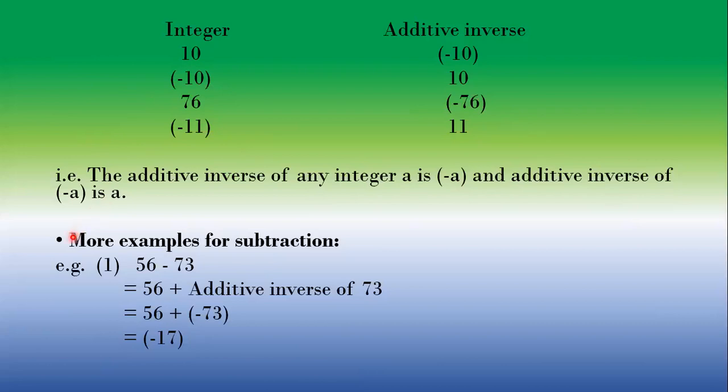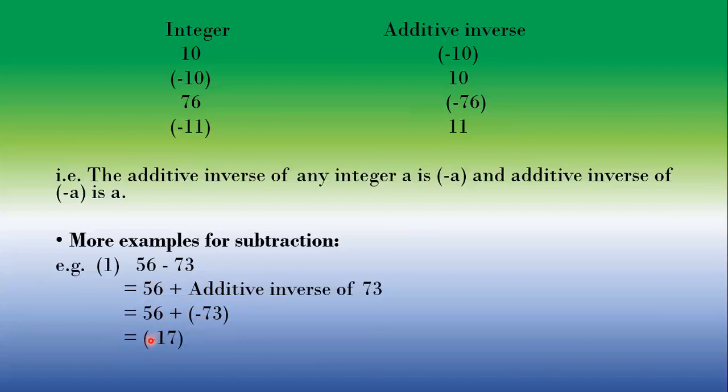Now we will consider some more examples of subtraction. 56 minus 73. So which is the number to be subtracted? 73. So we have to take the additive inverse of 73. 56 minus 73 will change into 56 plus, the minus sign will change into plus, 56 plus the additive inverse of 73.